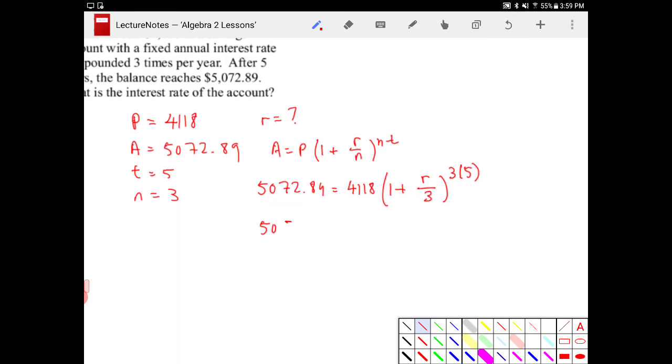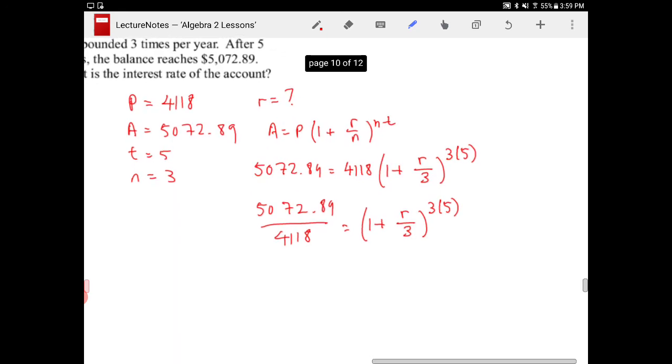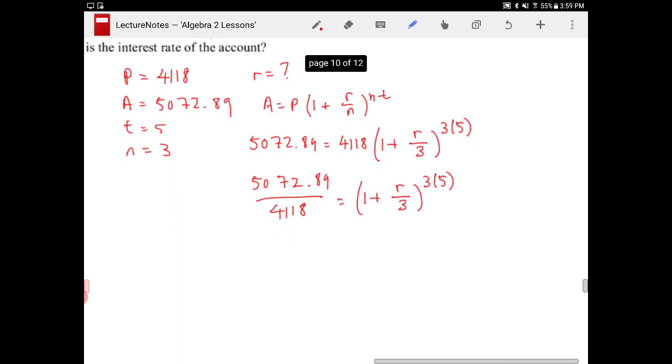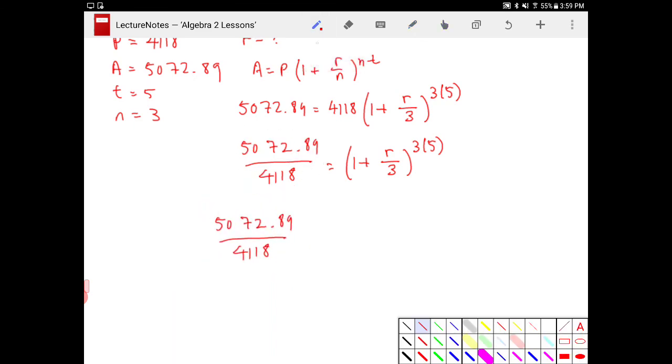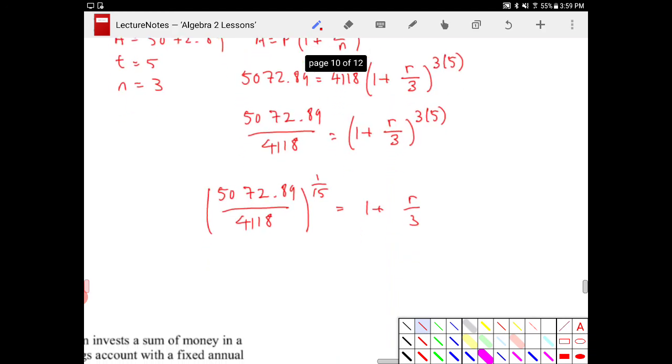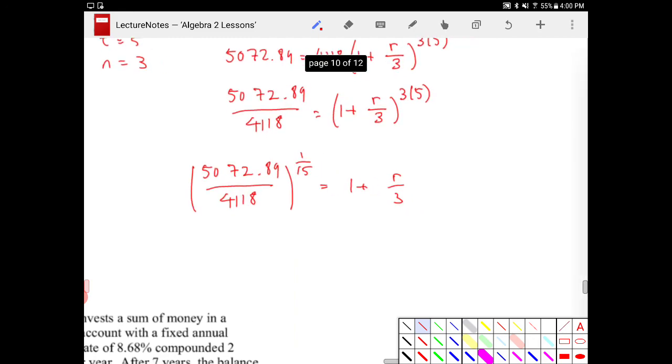Is equal to this. I want to take the 15th root of both sides. So I want to take this and raise it to the power of 1/15. And that will equal 1 plus R over 3. And subtract by 1. And multiply by 3.